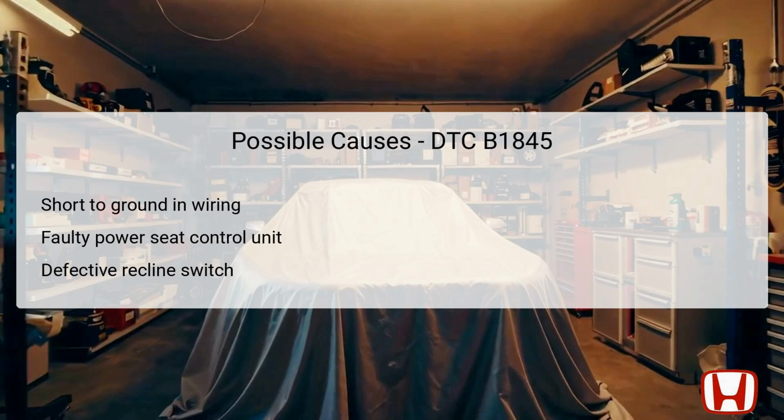Secondly, a faulty power seat control unit can also trigger this code. The control unit processes information from the switch, but may fail due to internal electrical issues or external impacts. Finally, a defective recline switch itself is another possible culprit. If the switch has internal damage or is stuck, it cannot communicate with the control unit to initiate seat adjustments. Understanding these potential issues is crucial for effective troubleshooting.